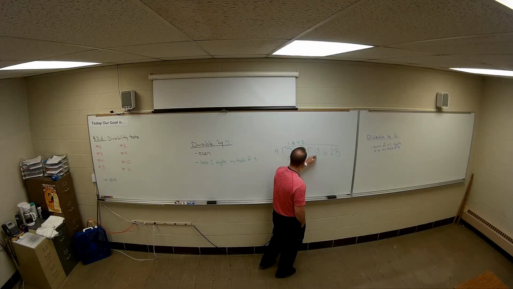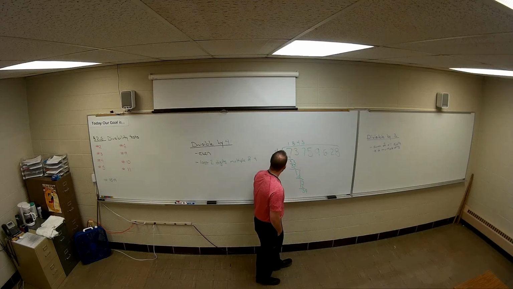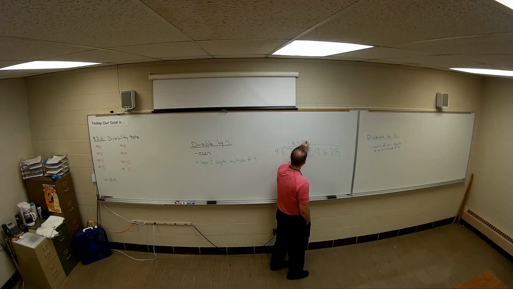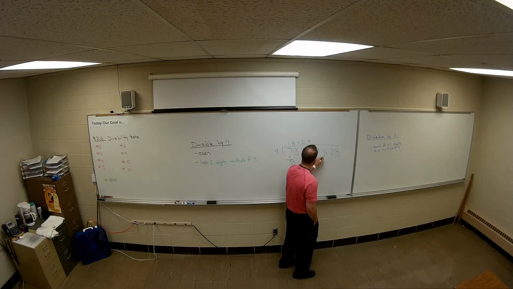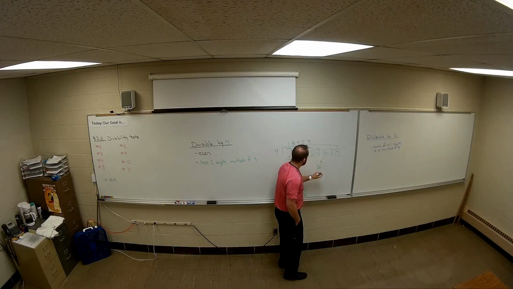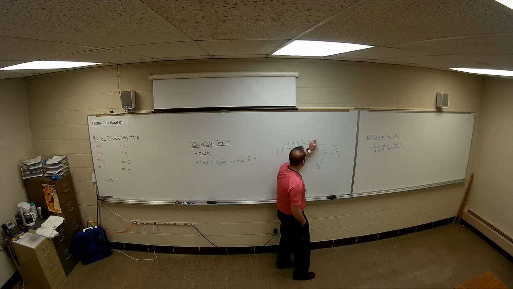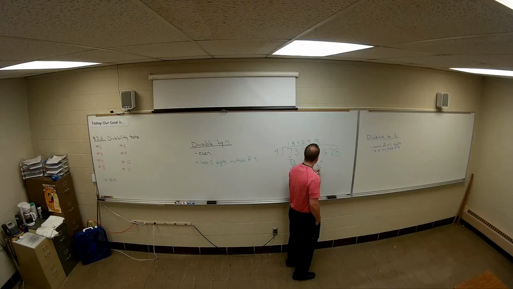Bring down the next number, which is 39. 4 goes into 39 9 times, which is 36. If I subtract, you get a 3 there, so I'll bring down the next number. 4 goes into 36 9 times perfectly, which is 36. You get a 0. Bring down the next number, which is a 2.